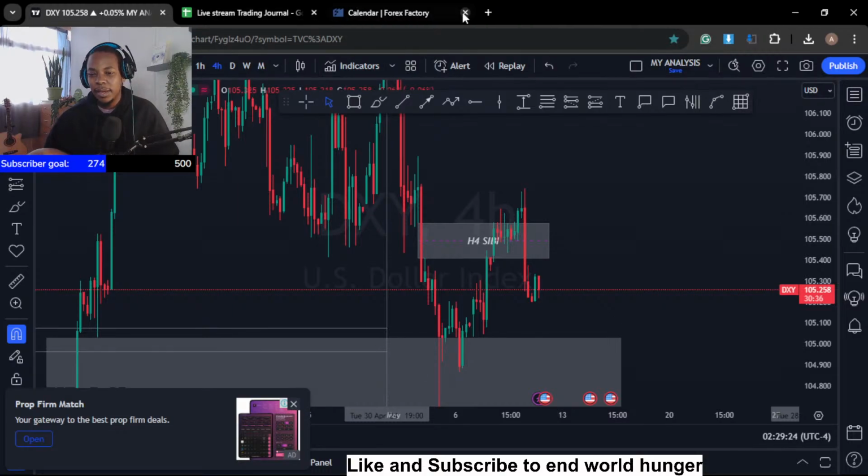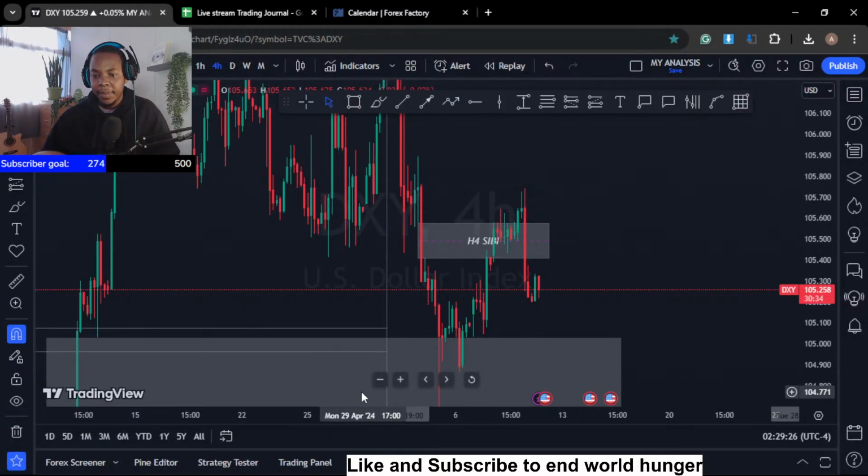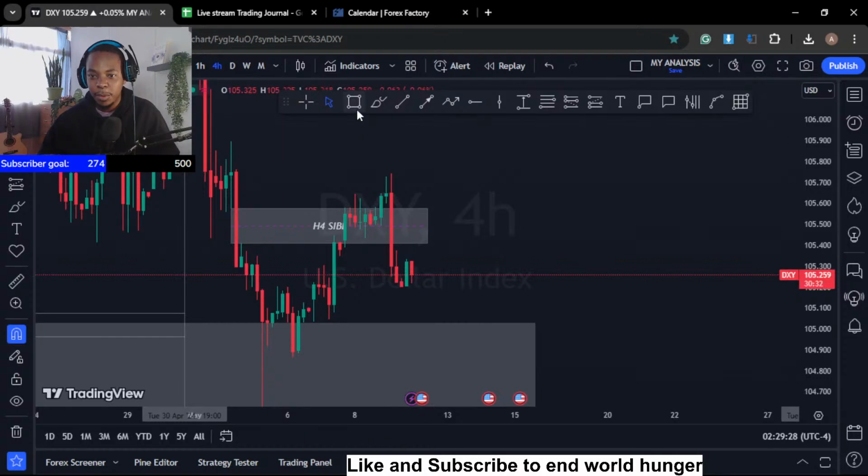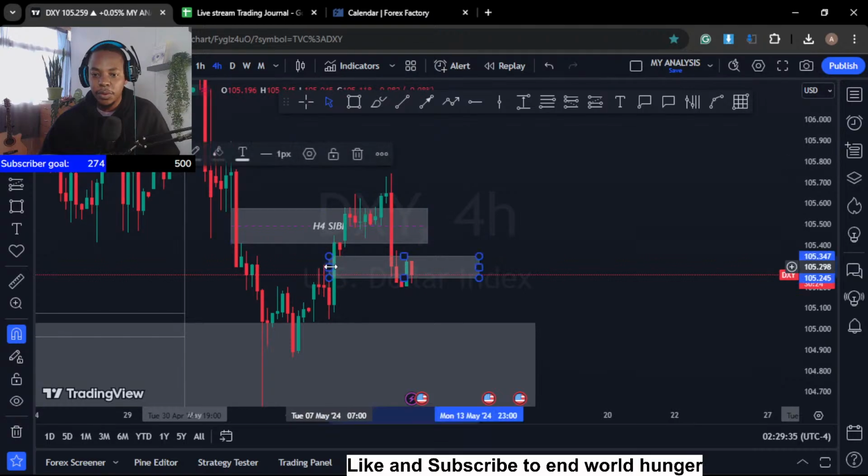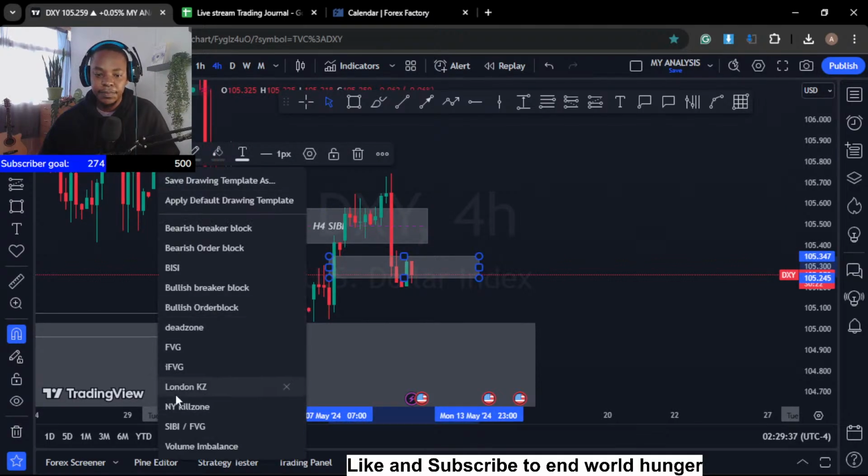So with that being said, with the dollar index had lower prices, and currently we're in a H4 market structure shift with the BC, even though we closed a little bit above it.